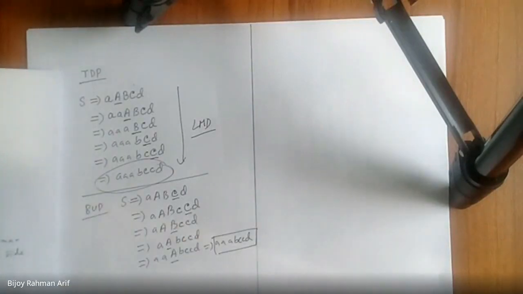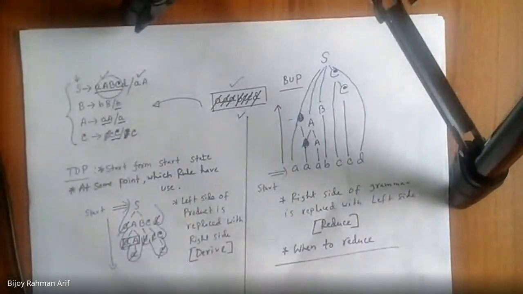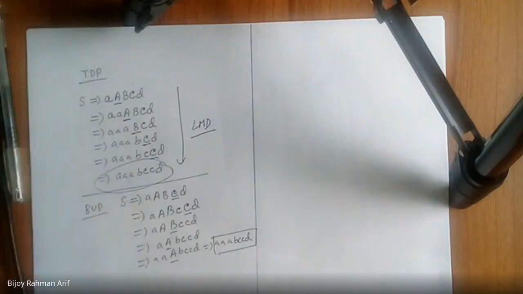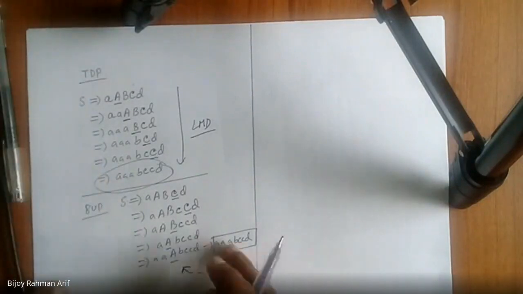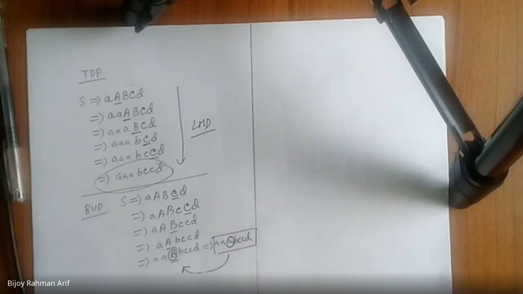Actually, is this thing happening here in the BUP? What is happening here? From the string we backtrack. Which one have I reduced first? Can you tell me? The third one. First, third A becomes A. So let's go over here. Here the third A becomes capital A. Am I right?